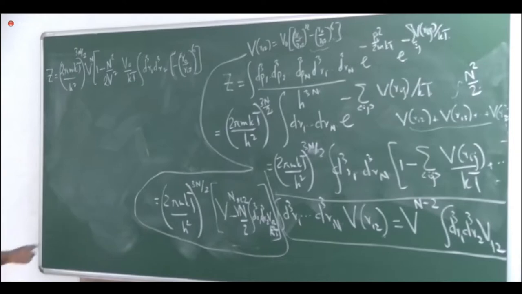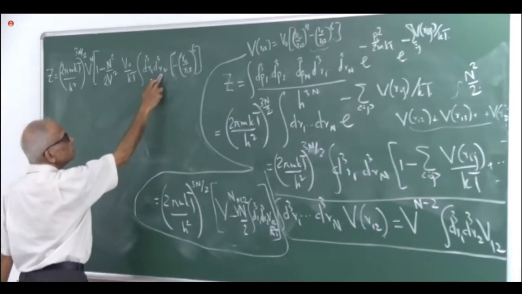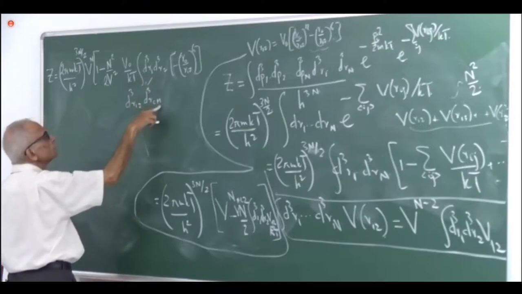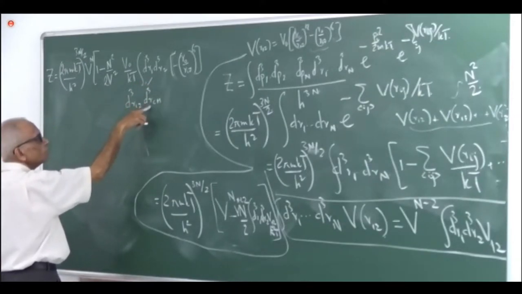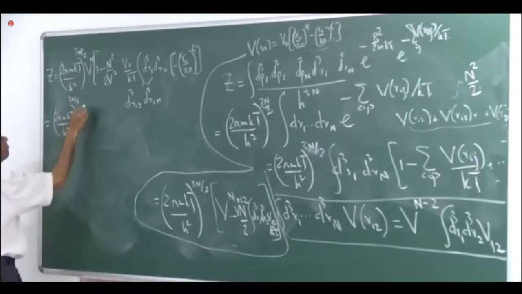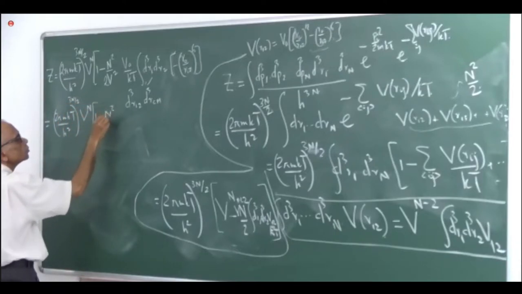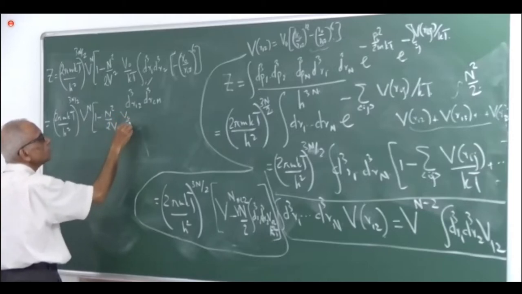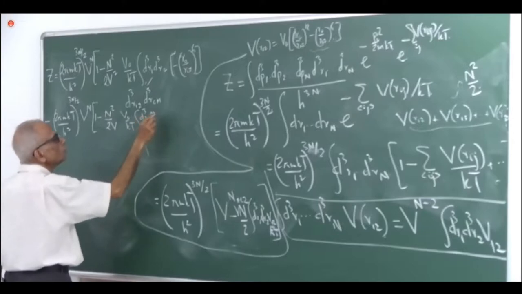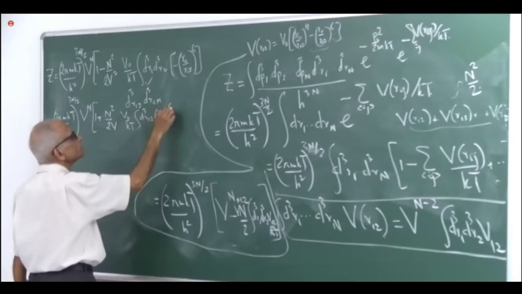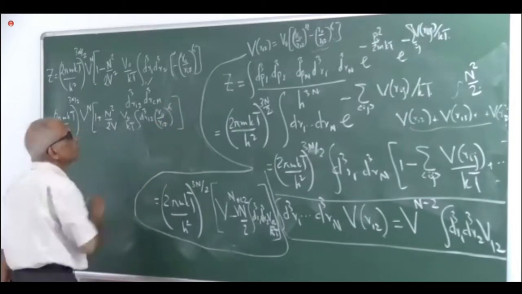So now d3r1, d3r2 is d3r12, d3rcm. The RCM integrates to give you one more factor of volume. So this is equal to (2 pi mkt over h squared) to the power 3n by 2, v to the power n, times 1 minus n squared over 2v, that is the volume coming from over here, times the integral of v0 by kt, d3r12, and the minus and minus becomes a plus, (r0 over r12) to the power 6.